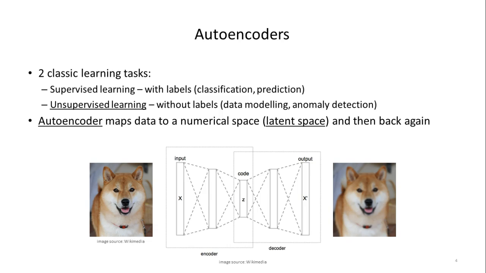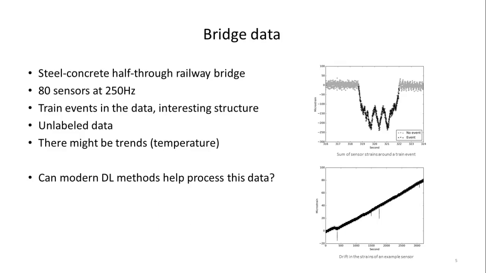Right, so now back to our problem. Our data set consists of sensor measurements that were collected from one steel concrete half-through railway bridge here in the UK. There are 80 sensors in total, and they are positioned in 4 tracks on this bridge. The sensor measurements were taken at the frequency of 250 Hertz, and we've got about 2.5–3 hours of data. So imagine the volume of the data we're dealing with here.